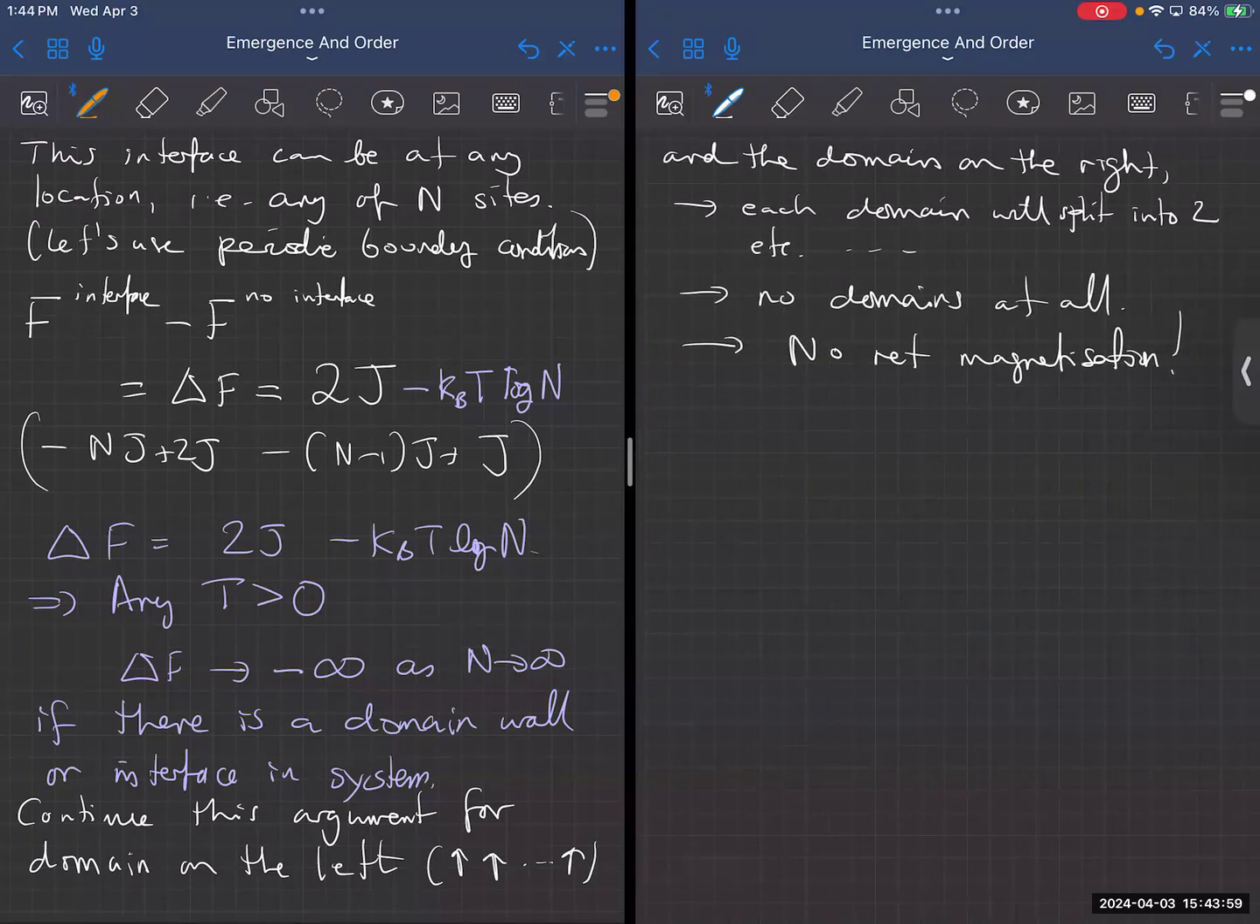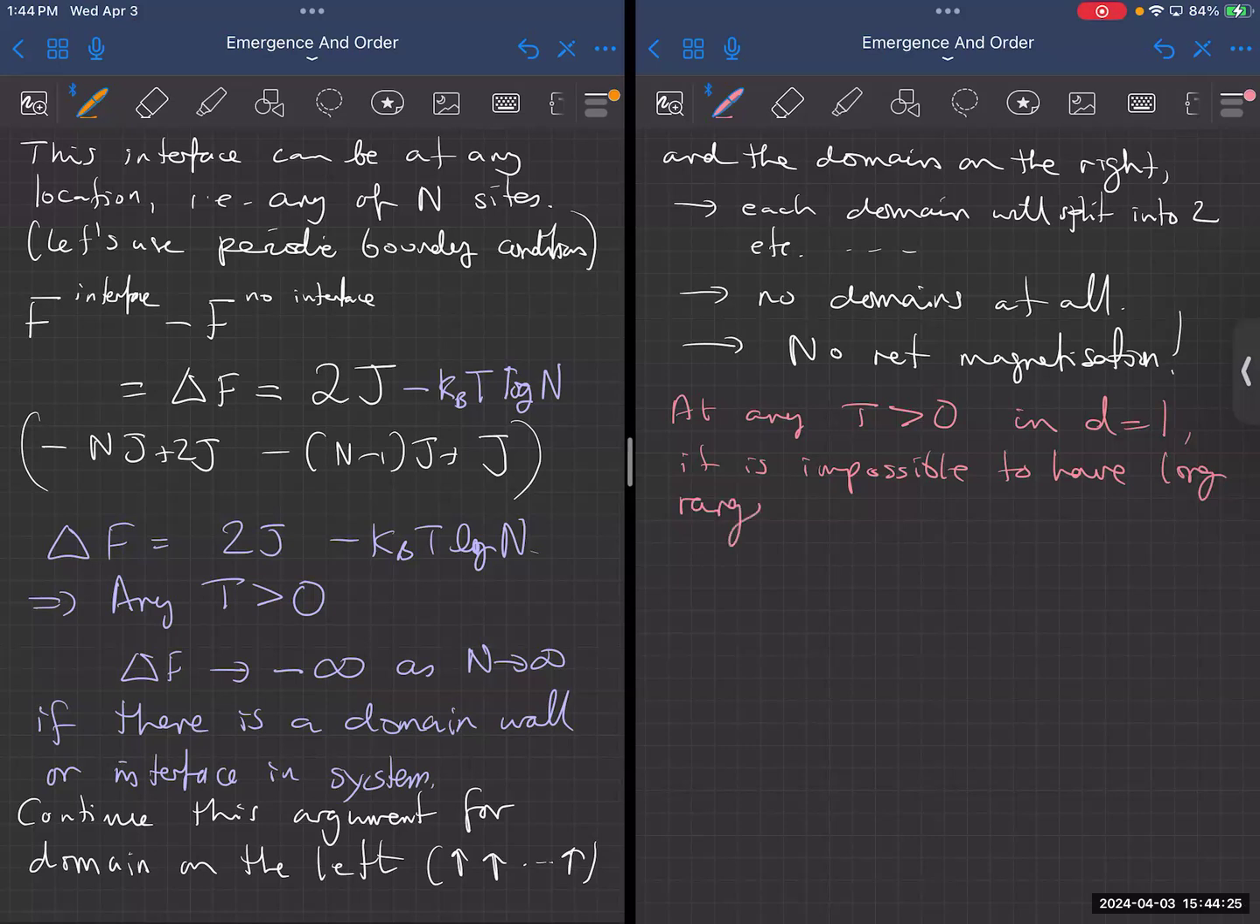So what I've just shown you through this argument, which can be made rigorous, by the way, is that at any temperature T greater than 0, in D equals 1, it is impossible to have long-range order. And it is only true because we had domain walls, and so we could work out the energy cost of a domain wall. Suppose I had an Ising model, which was not nearest neighbor, but it was the nearest neighbor and the next nearest neighbor. Then the domain wall would not be just between two spins, it would be between three spins.